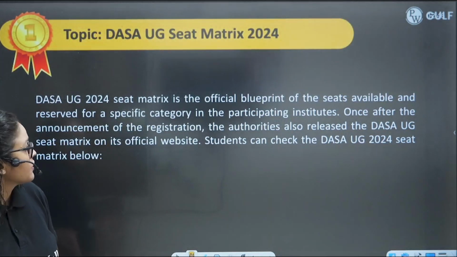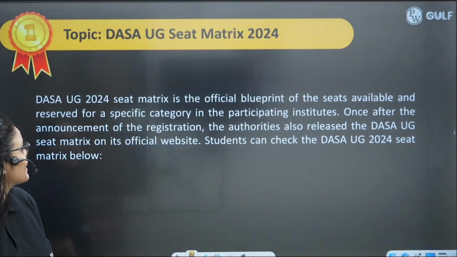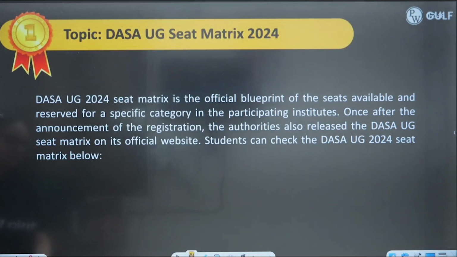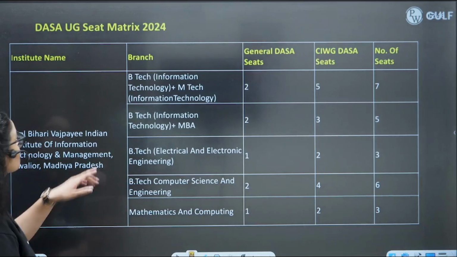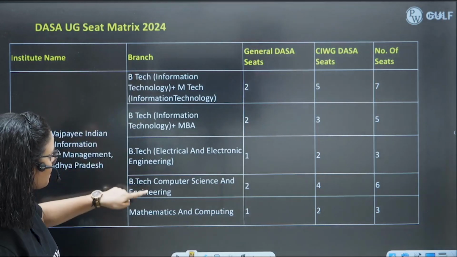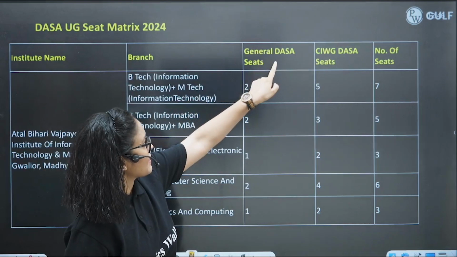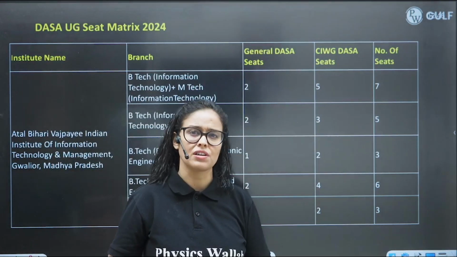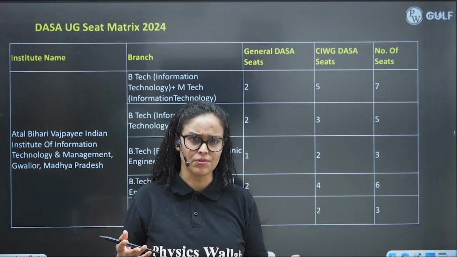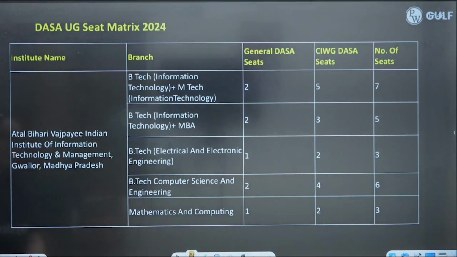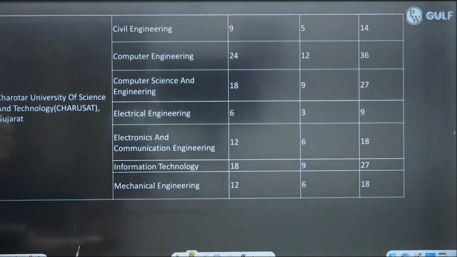Now we will see the 2024 seat matrix in the official blueprint, reserved, or we will see everything, right? So let's see the matrix. So this is the institute name. These are the branches. General DASA seats, these are the CIWG DASA seats, and total seats in the college, which may vary institute to institute. So like this is the tentative seats I am showing you, right, in every course in particular college. So you can see the college name, you can take the screenshot.